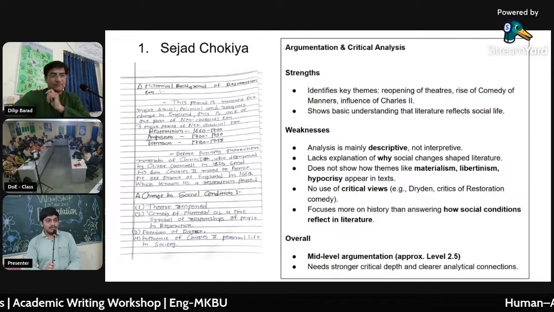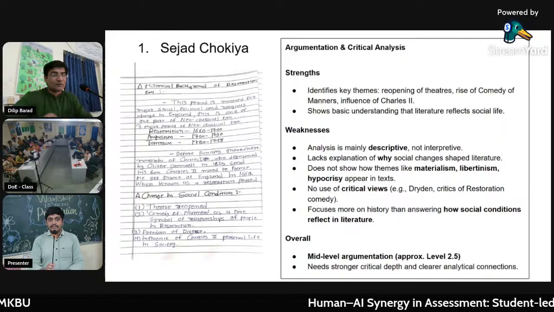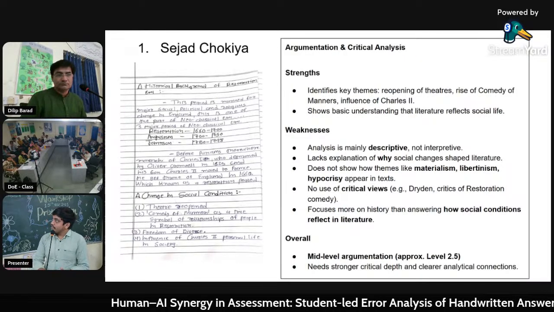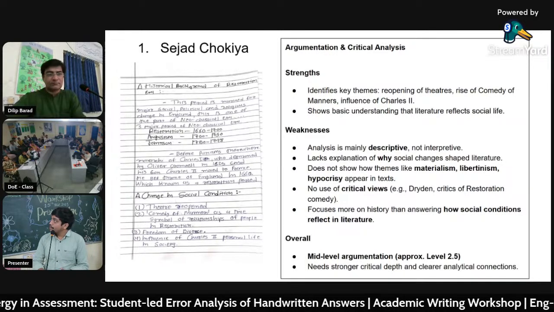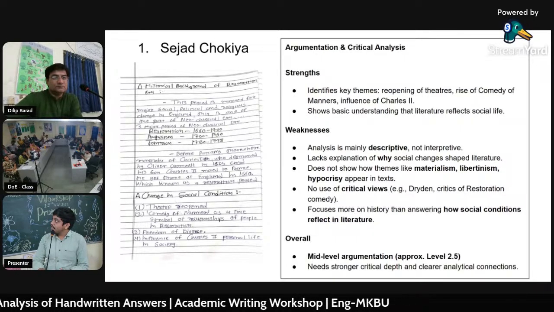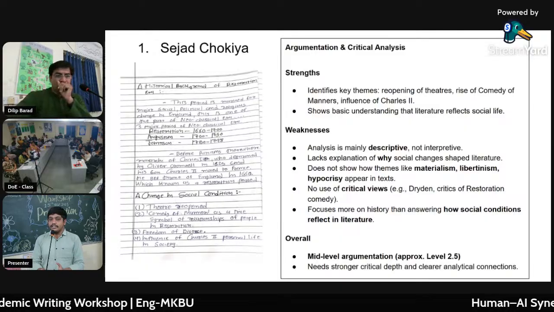So the first response is mine, about what mistakes I have made and what the strengths of mine are in my written exam paper. In my strengths, I identified the key themes: reopening of theaters, rise of comedy of manners, influence of Charles II, and I show a basic understanding that literature reflects social life. These were my strengths according to generative AI.